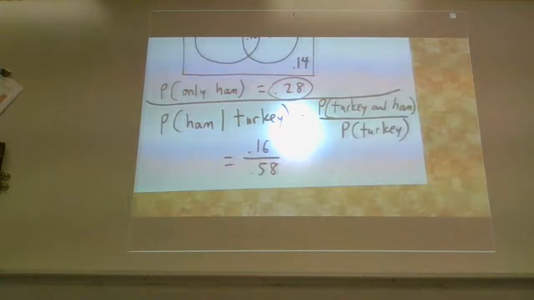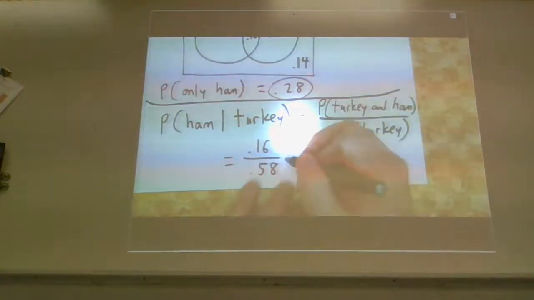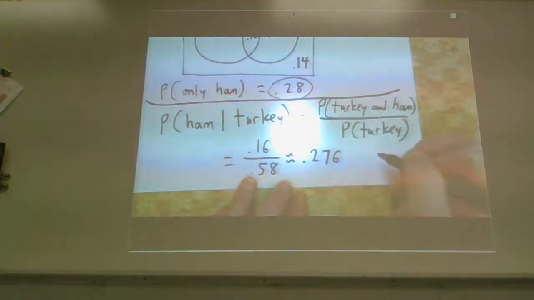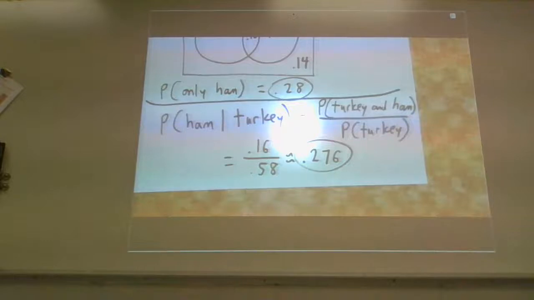If you did this calculation correctly, it should spit out approximately 0.276. And yeah, I say approximately, obviously, but you know. If you walk into a household and there's a turkey on the table, then there's approximately a 27.6% chance that they also have a ham. Fun stuff.